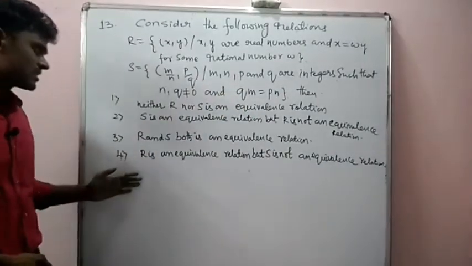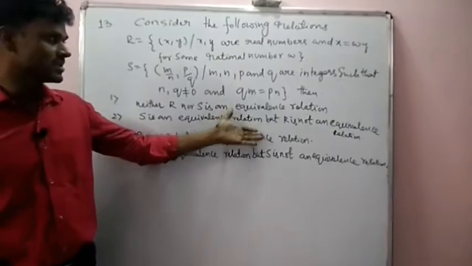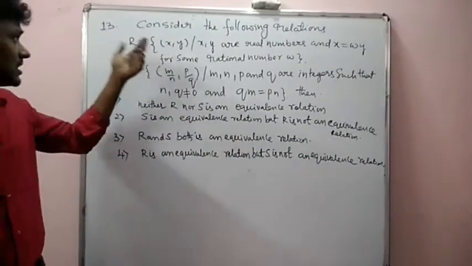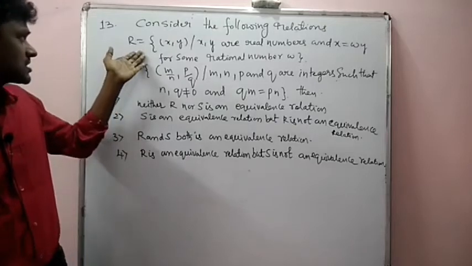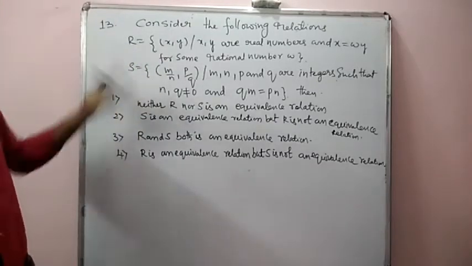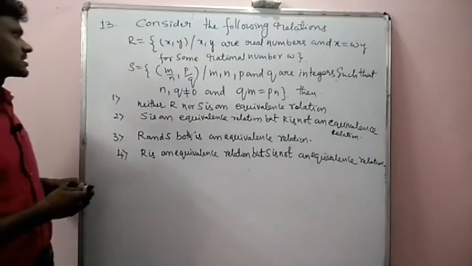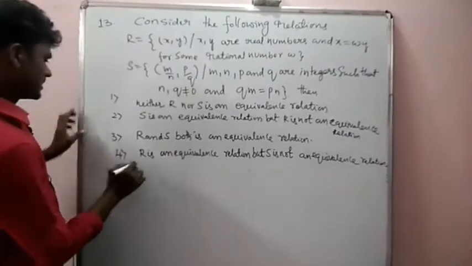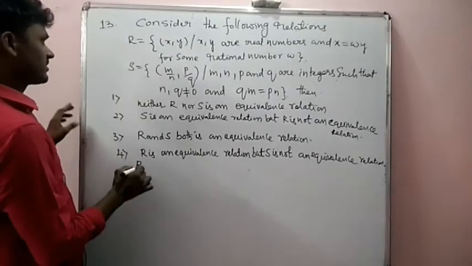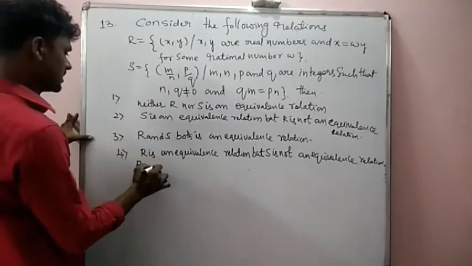Then four conditions are given. Which one is an equivalence relation? The options are: R is an equivalence relation, or S is an equivalence relation, or both are equivalence relations, or both are not equivalence relations. We have to discuss. First, R.